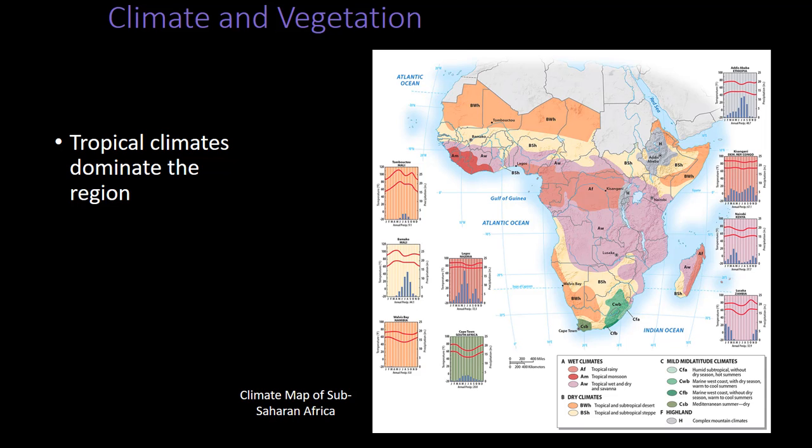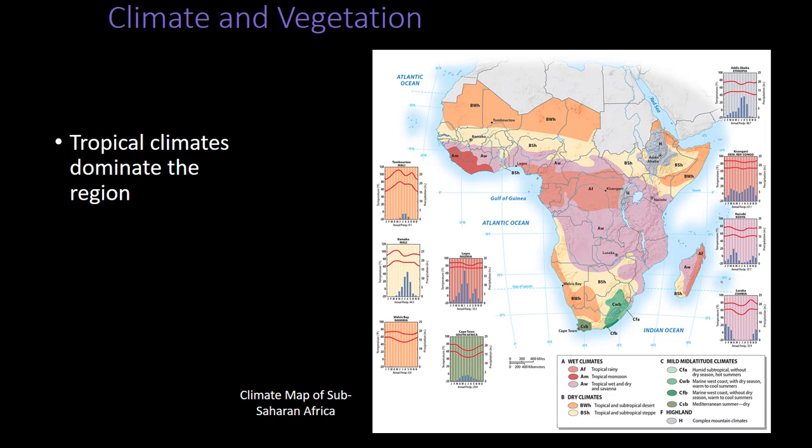Climate and vegetation. So we have tropical climates that dominate the region, as well as some subtropical. You could see the equator. So again, this region literally just straddles the equator. This is the equator running right through here. Temperatures, you can see again, rainfall for most of this region is pretty seasonal. Temperatures are pretty stable, high, the red lines, right? Pretty stable throughout the region.